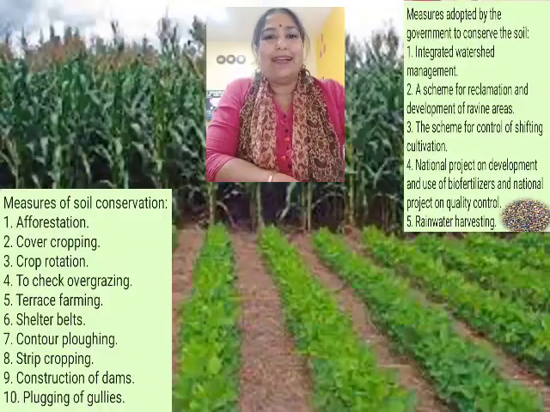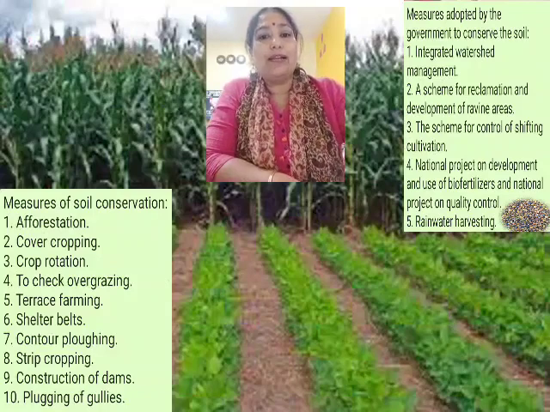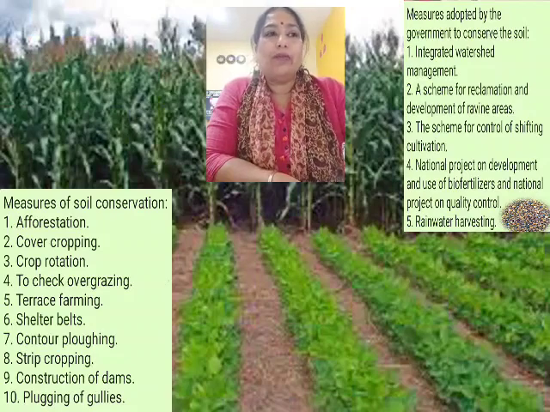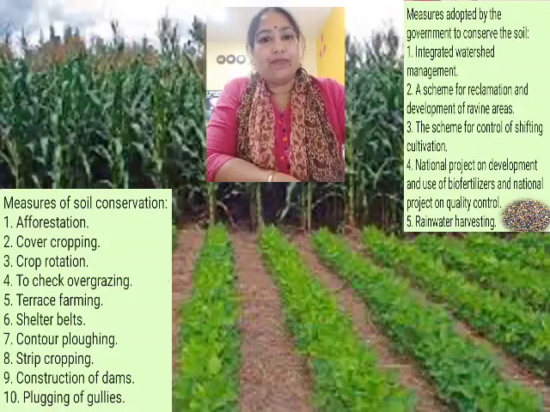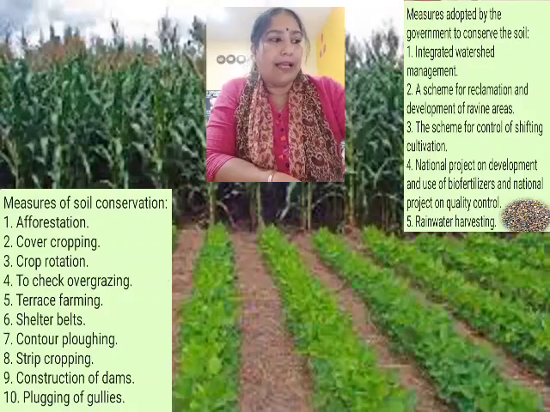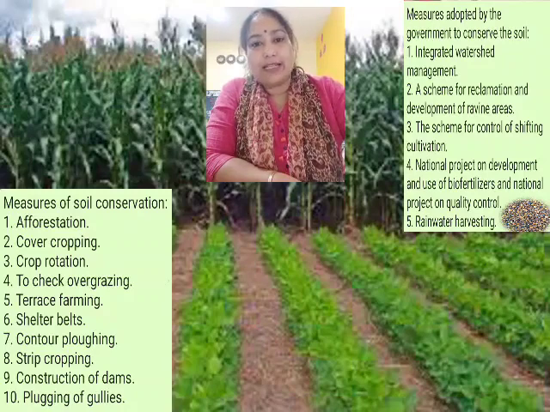Now students, in this slide, we are going to study about measures of soil conservation. I have just written the points in this slide, and I'm going to tell you the definitions of each of the following. Kindly note them down somewhere. First of all, we will talk about afforestation. So, what is afforestation? New trees should be planted in the areas of soil erosion, and the old ones must be protected.